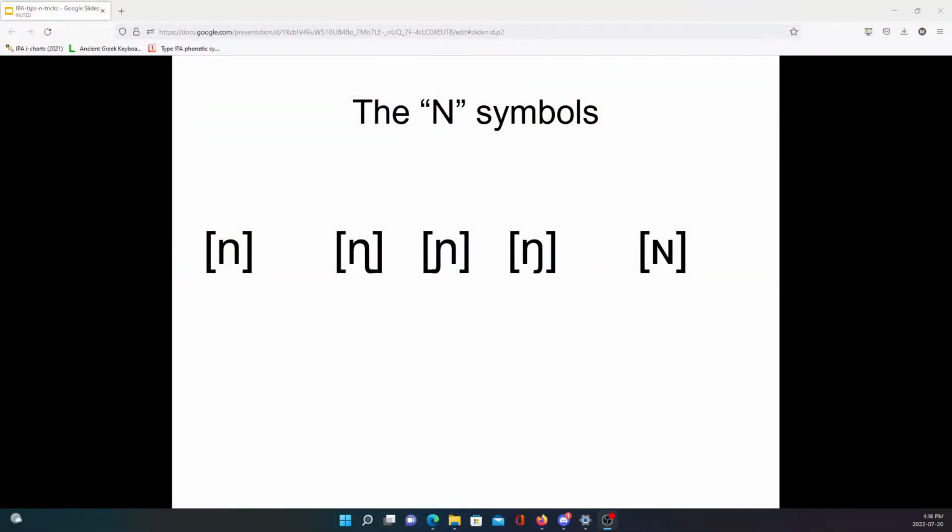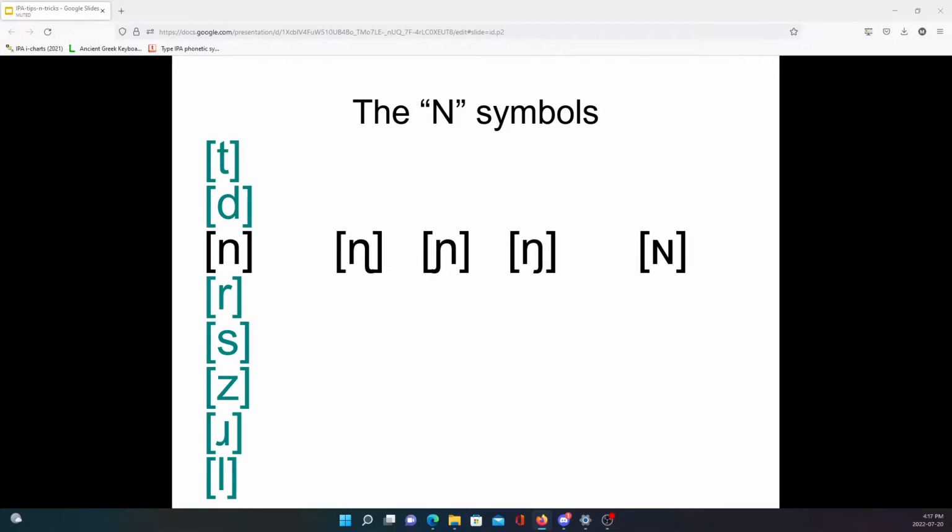Right. In this video, we're going to look at the 5 N-like characters in the IPA. So happily, these are all nasal stops. They're all in the same row of the IPA chart. And we start with the alveolar nasal, which, like many of the other alveolar consonants, is represented with just a regular letter out of the Latin alphabet.